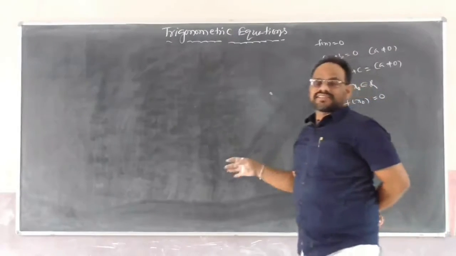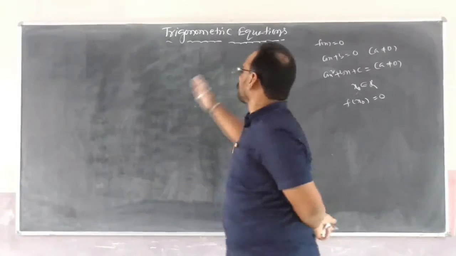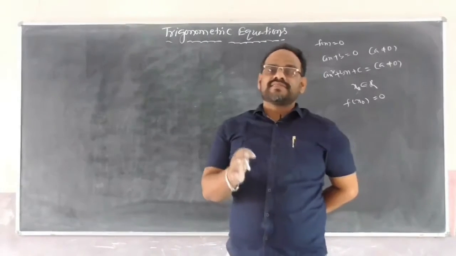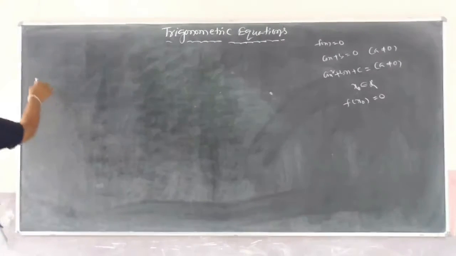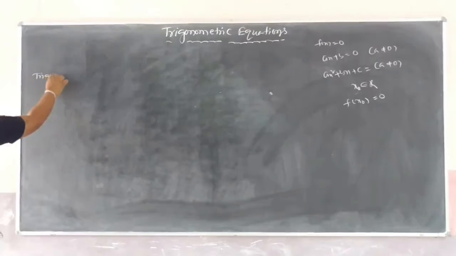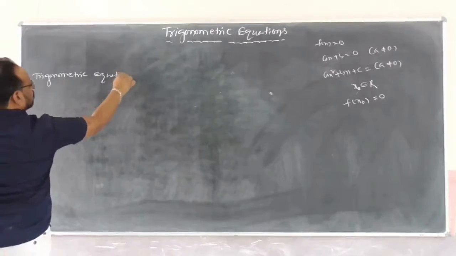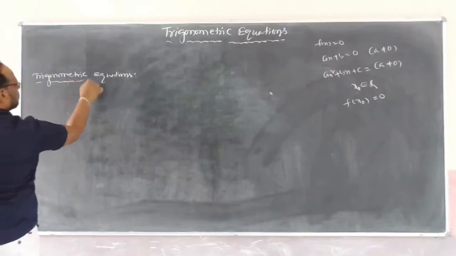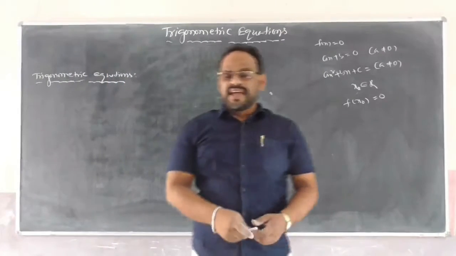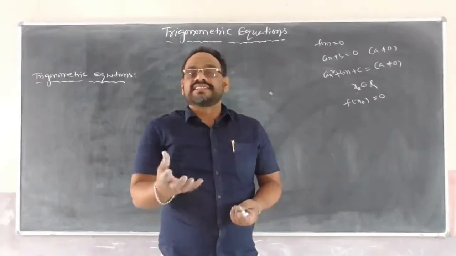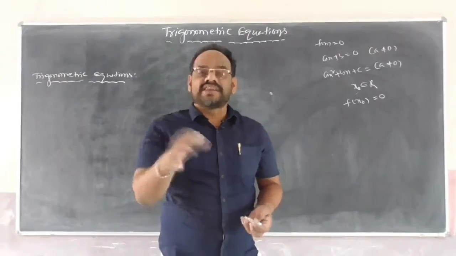But in this chapter, we discuss some trigonometric equations. What is the meaning of trigonometric equations? What is the definition of trigonometric equations? It means an equation consisting of trigonometric functions as a variable.